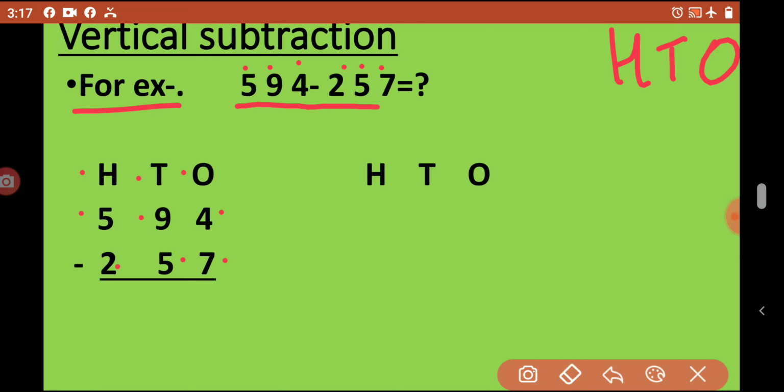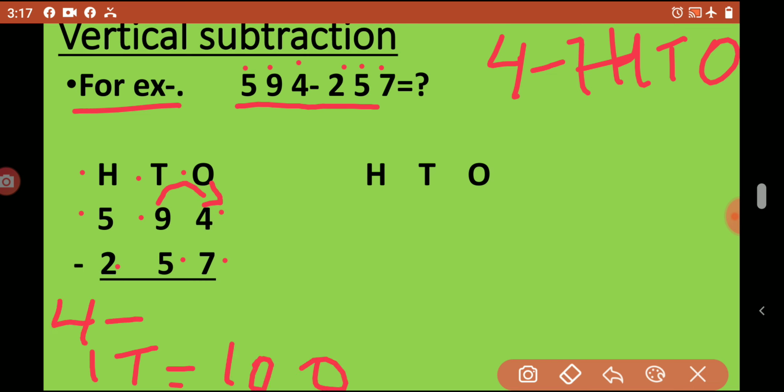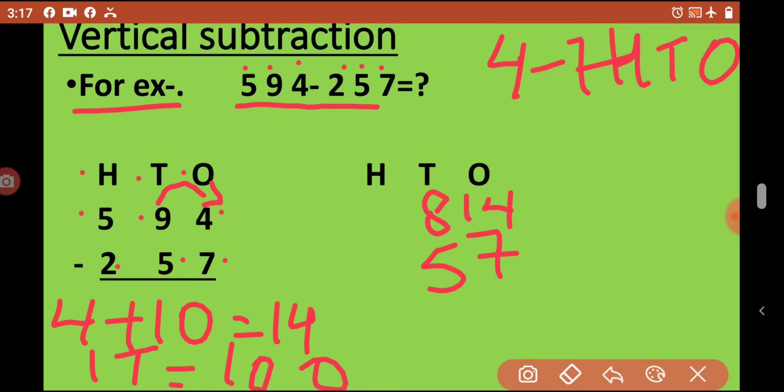Firstly, we start from the ones place. In the ones place there is 4 minus 7. So 4 is smaller than 7, so we cannot subtract 7 from 4. Now 4 takes a borrow from 9 tens. Now 9 gives its 1 ten to 4, and 1 ten equals 10 ones, and 4 becomes 4 plus 10 equals 14. Now in the ones place there is 14 and 7. In the tens place 9 gives its 1 ten to 4 and 9 becomes 8, 5 remains the same. In the hundreds place there is no change, so they remain the same.